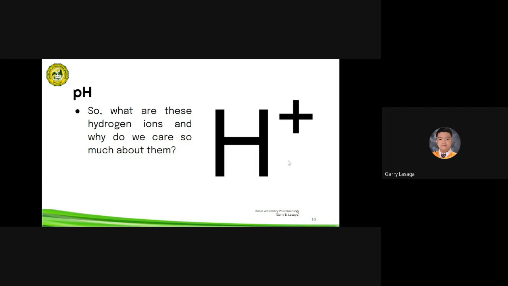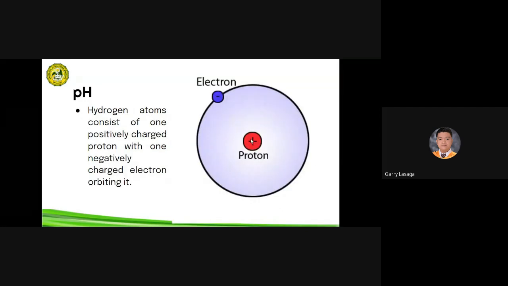So hydrogen ion has a formula of H plus. When we review our hydrogen atom, a hydrogen atom consists of a positively charged proton. The positively charged proton is located at the nucleus of the hydrogen atom. And we also have the presence of one electron that orbits our atom.